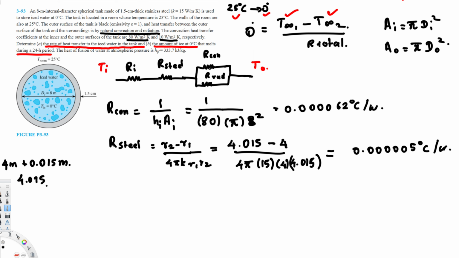Now let's go ahead and calculate convection. Our convection, again we are going to use this equation, 1 over H outside, A outside, and H outside is provided right here, that's 10 watts per meter square Kelvin. So 10 right here, and surface area, again we are going to use 5d outside square, 5 times d. D is going to be diameter outside.